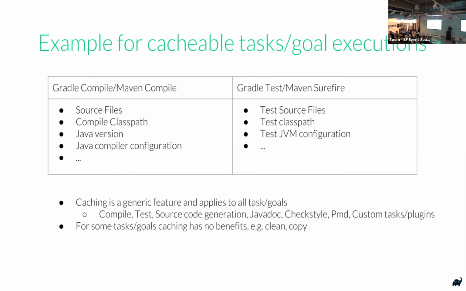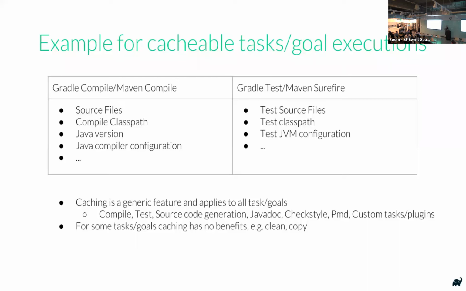So caching is a generic feature, and this is probably where you usually get the biggest benefit from the cache: test avoidance. It can be huge. I will show you some examples in a second. But the key thing to understand is that caching is a generic feature and applies to all task goals. Could be compile, testing, source code generation, absolutely, Javadoc, Checkstyle, PMD, custom tasks that you have.